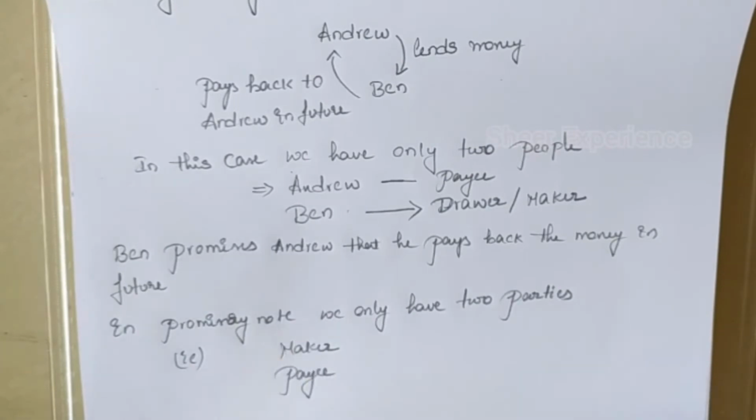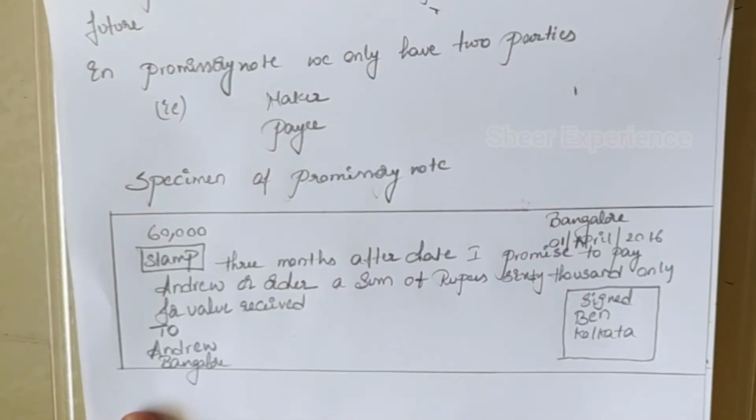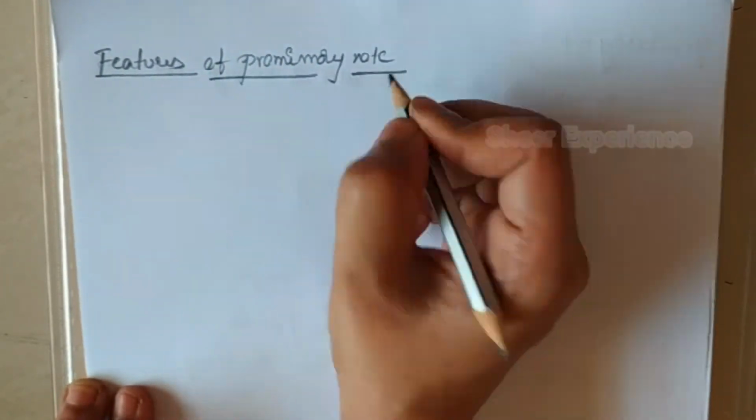Now we will see how does a promissory note look like for this example. Everything is similar like bills of exchange, but the customer is drawing the bill to business owner. There in bills of exchange, the business owner is the one who draws the bill. But in promissory note, here the customer is the one who draws the promissory note. That is, Ben is giving the promissory note to Andrew.